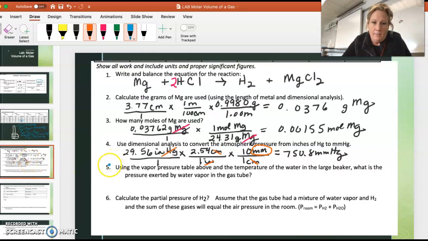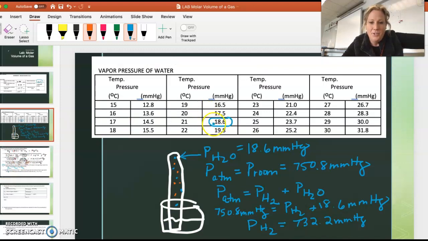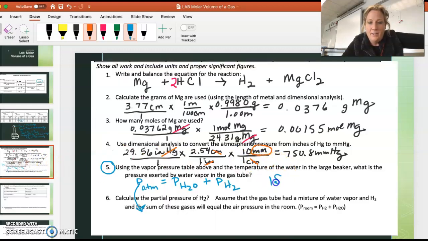And that work that I just did on that slide is what I would put here for number 5. I would have taken my pressure in the room, or my atmospheric pressure, and shown what the pressure of the water was from that table. And then I would solve for the pressure of the hydrogen. Actually, that's what goes down here. Sorry, this question was just when we used the table and determined that the pressure, because of the temperature of the water, was 18.6. So this answer is just from the water vapor pressure table, and then that other calculation would go down here.